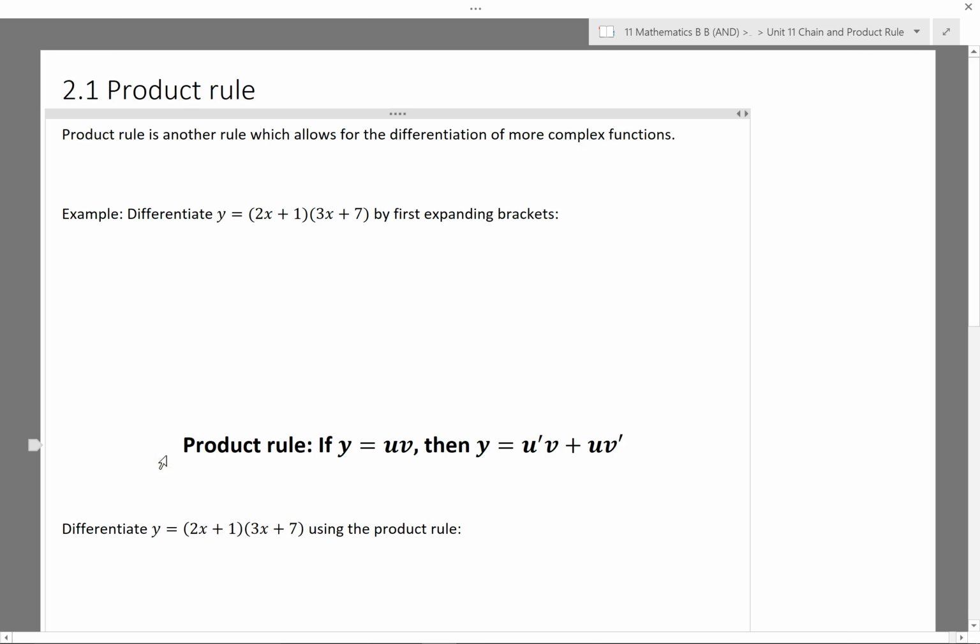This lesson is about product rule. Product rule is another rule which allows for differentiation of more complex functions. Let's just have a look at what a world looks like without the product rule.